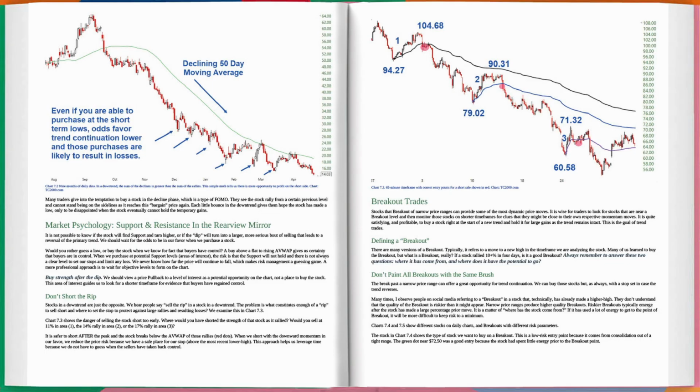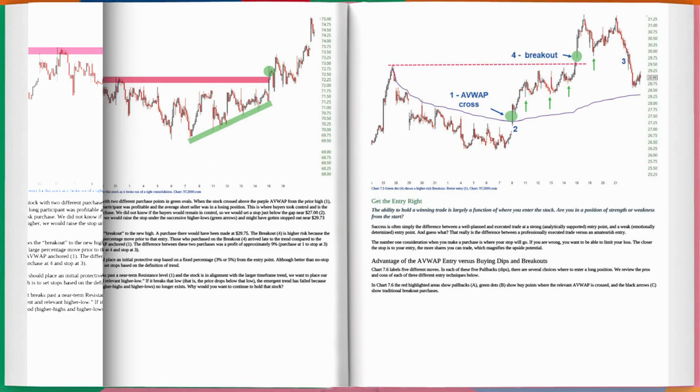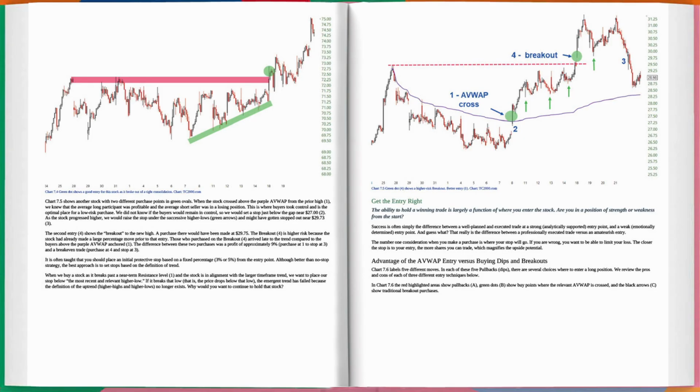Charts 7.4 and 7.5 show different stocks on daily charts and breakouts with different risk parameters. The stock in chart 7.4 shows the type of stock we want to buy on a breakout. This is a low-risk entry point because it comes from consolidation out of a tight range. The green dot near $72.50 was a good entry because the stock had spent little energy prior to the breakout point. Chart 7.5 shows another stock with two different purchase points in green ovals.